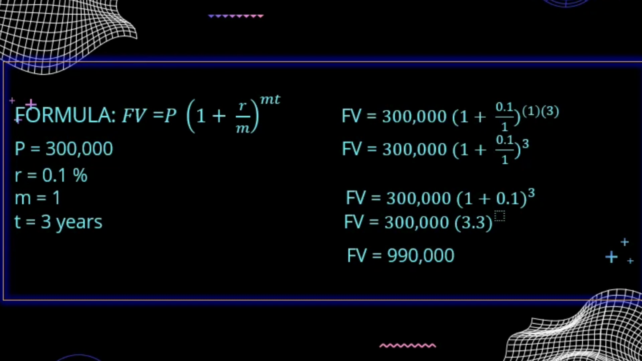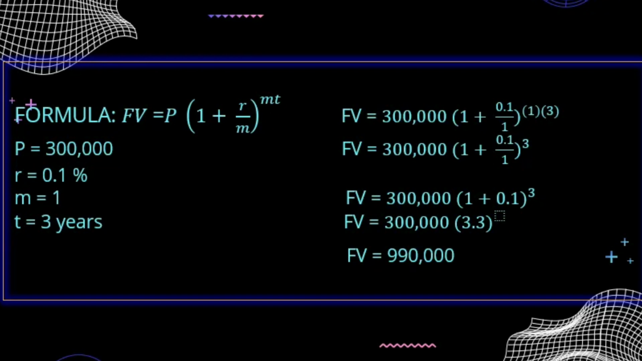Since it's what we are finding. So for the principal amount, we have 300,000. For the rate, we have 0.1%. And for the number of interest periods in a year, we have 1. And for the term of loan, we have 3 years.